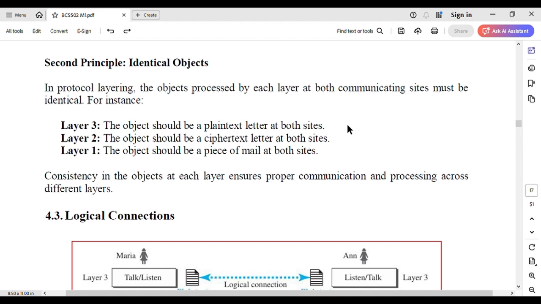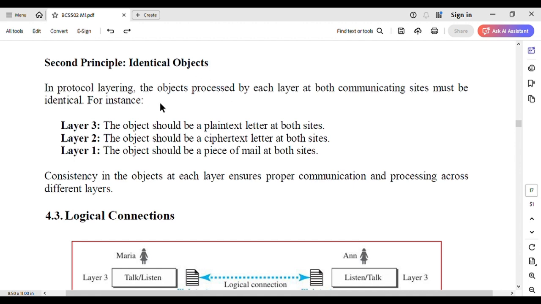Next, the second principle is identical objects. If we take the example of the TCP/IP layers, the sender has a few layers and the receiver has a few layers. The physical layer of the sender is connected to the physical layer of the receiver. From the sender's point of view, the physical layer object is bits, and with respect to the receiver, in the physical layer it is also bits. So that is indicating identical objects.